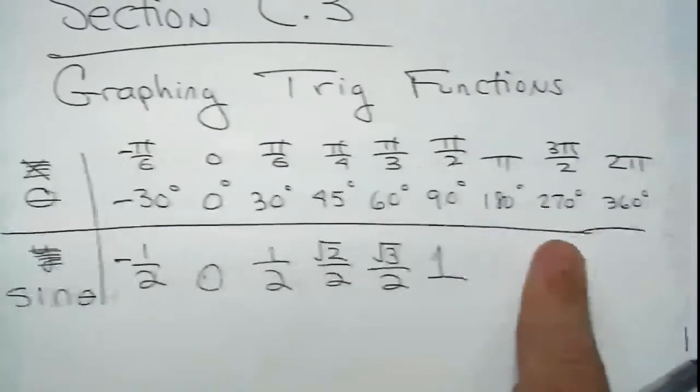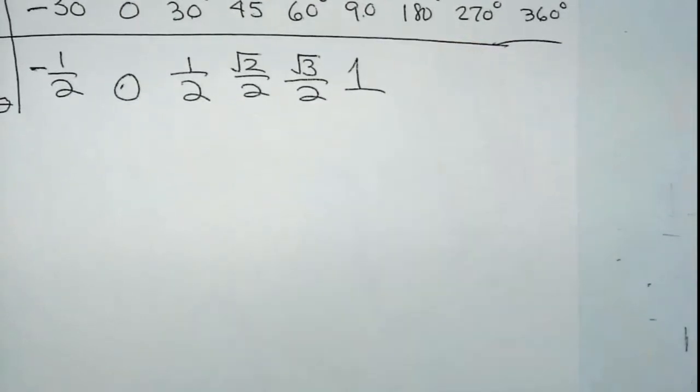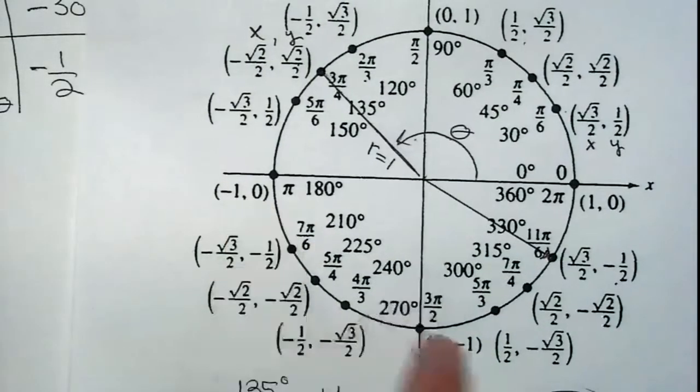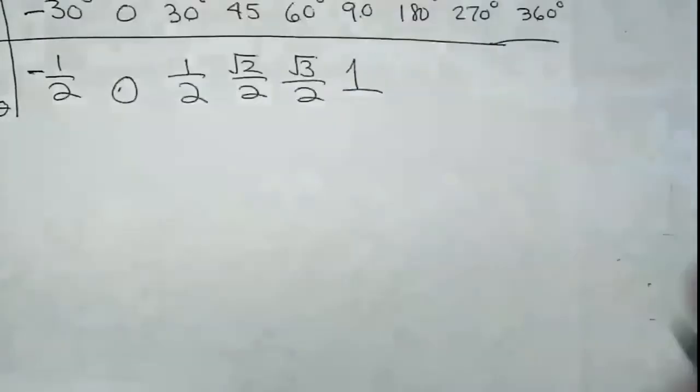Let's look at 180, 270, and 360 on a unit circle. We want sine, so I need the y value. So that would be 0, -1, 0.